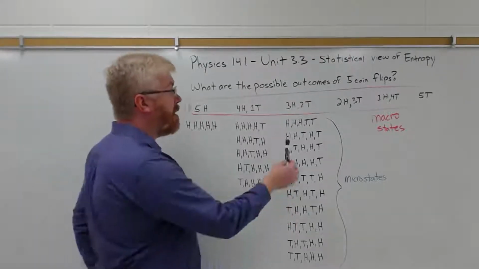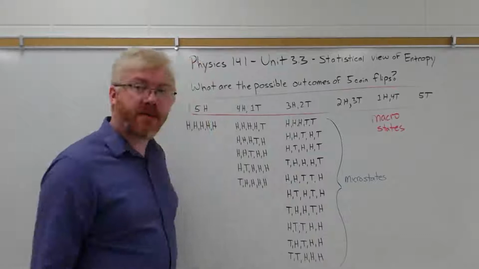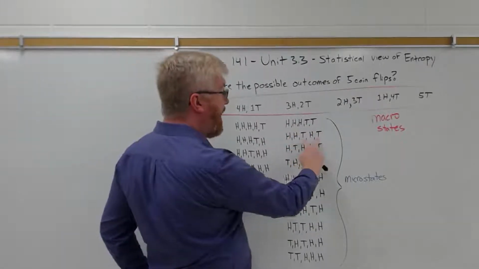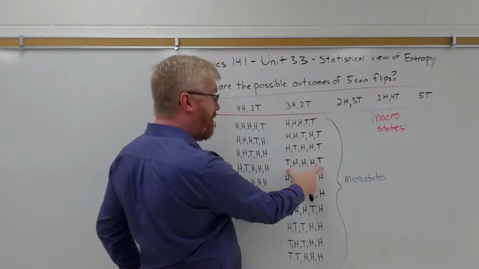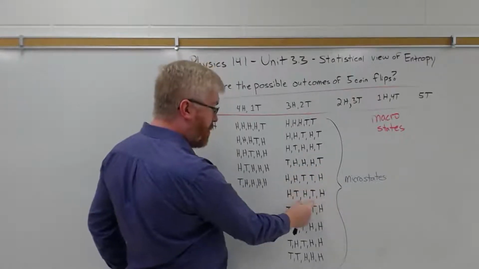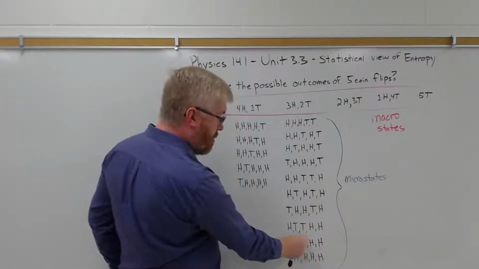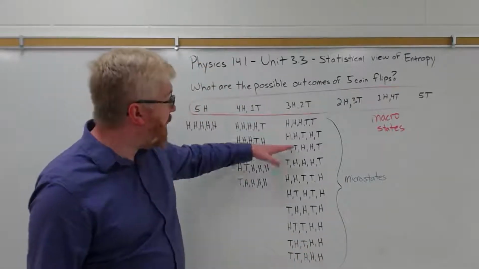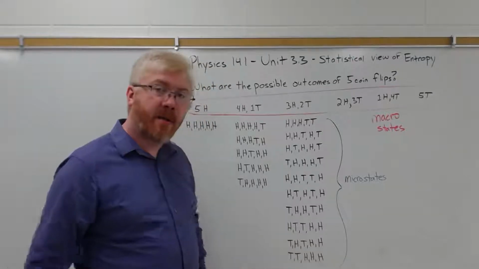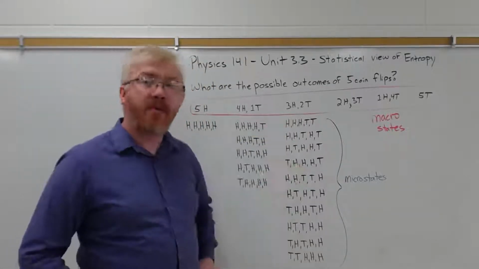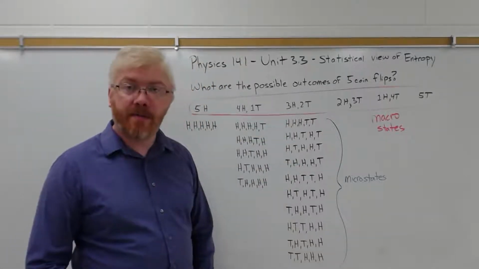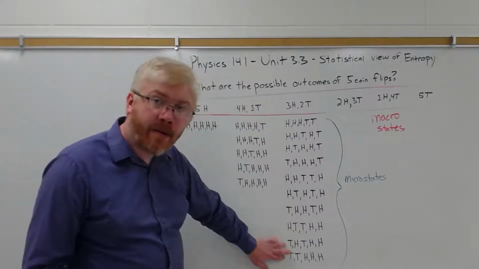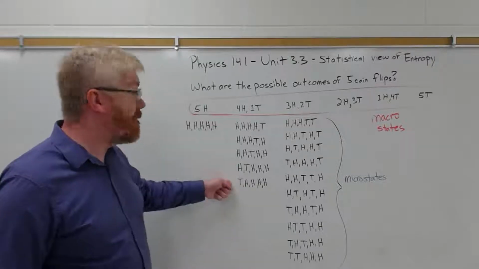Let's look at a little more detail. What about 3 heads and 2 tails? Well, maybe the last 2 coins are tails, or maybe 3 and 5 are tails, 2 and 5, 1 and 5, 3 and 4, 2 and 4, 1 and 4, 2 and 3, 1 and 3, or 1 and 2. These are all the possible combinations of having 3 heads and 2 tails. 2, 4, 6, 8, 10 possible outcomes, double what we just had before.